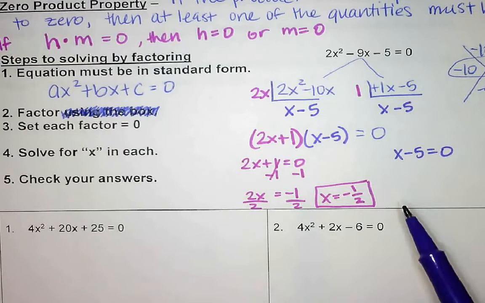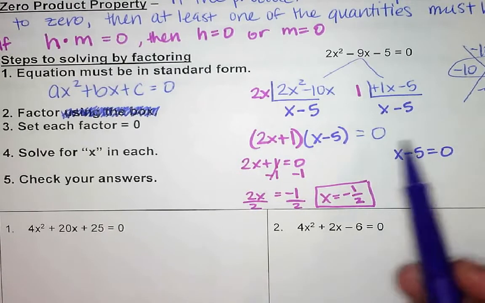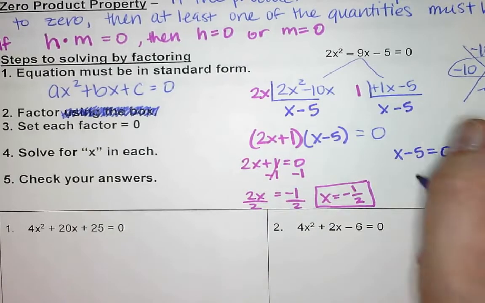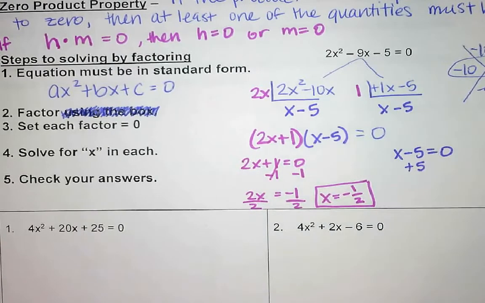Oh, we just add 5, right? Because we want to solve for x, so we're going to add 5. So that becomes x is equal to 5. So those right there are my two solutions. Do y'all feel good about that?